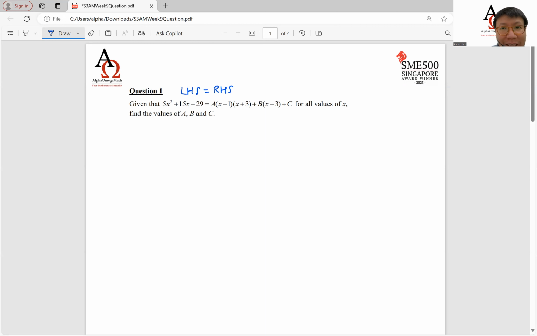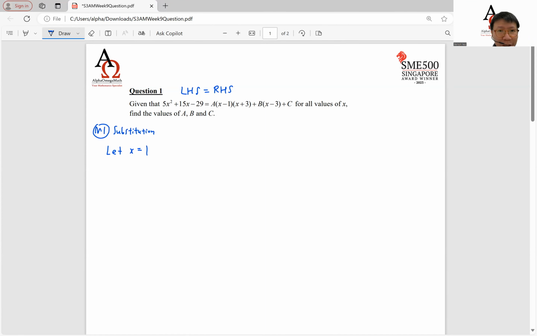Okay, one method is called the substitution method. So method 1. Okay, substitution. So for this first method, we will attempt to sub in certain values of x in order for us to come up with certain equations that we can use to solve for a, b, and c. So maybe one thing we can try is to sub our x value as 1.